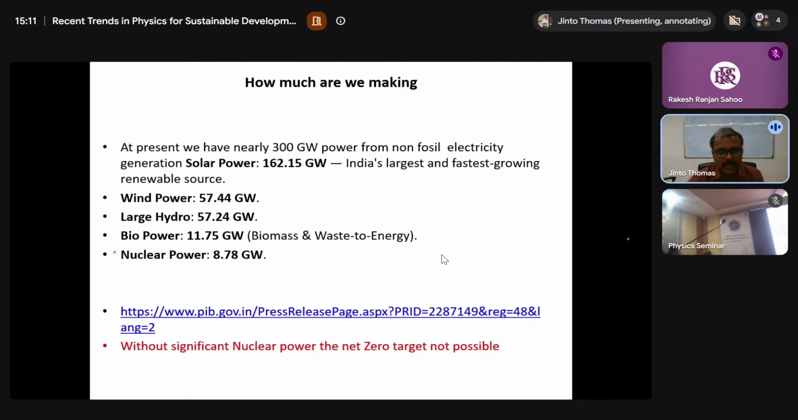But the problem is that nuclear power is too small, and without significant nuclear power involvement, the net zero target is not possible, because solar power and wind power are not a very robust, permanent supply. If you need to rely on them, you need a large storage, because at night you are not going to get solar power. Wind is seasonal. So if you want to provide stable power to industry, that's not possible. So you need more and more nuclear power.